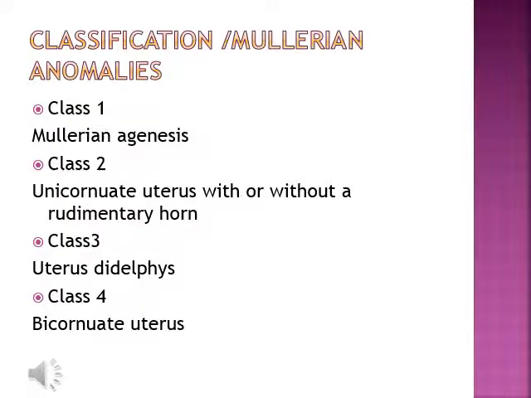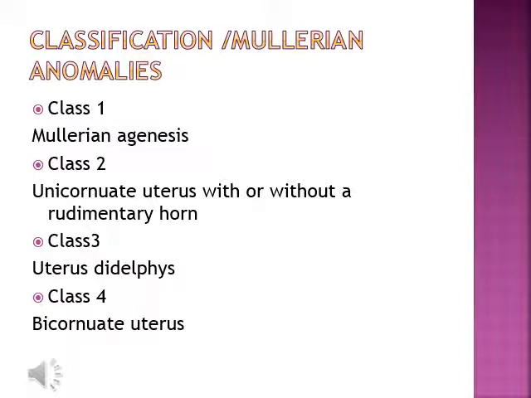Moving to the classification of Mullerian anomalies. Class 1 is Mullerian agenesis. It is a congenital malformation characterized by failure of the Mullerian duct to develop, resulting in a missing uterus. Second is class 2, that is unicornuate uterus with or without a rudimentary horn. It is a rare genetic condition in which only one half of the uterus is formed. A unicornuate uterus is smaller than a typical uterus and has only one fallopian tube.